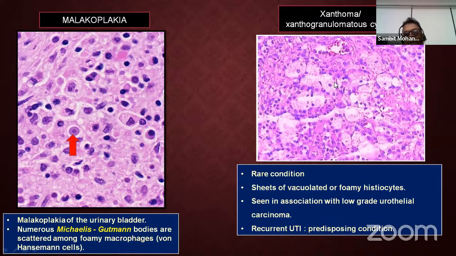Like any xanthogranulomatous inflammation, you have foamy big histiocytes, and the pink histiocytes are malacoplakia without your Michaelis-Gutmann body, and they have a lot of debris within them, and they sometimes show erythrophagocytosis and hemophagocytosis. It is seen in association with low-grade urothelial carcinoma and recurrent UTI.